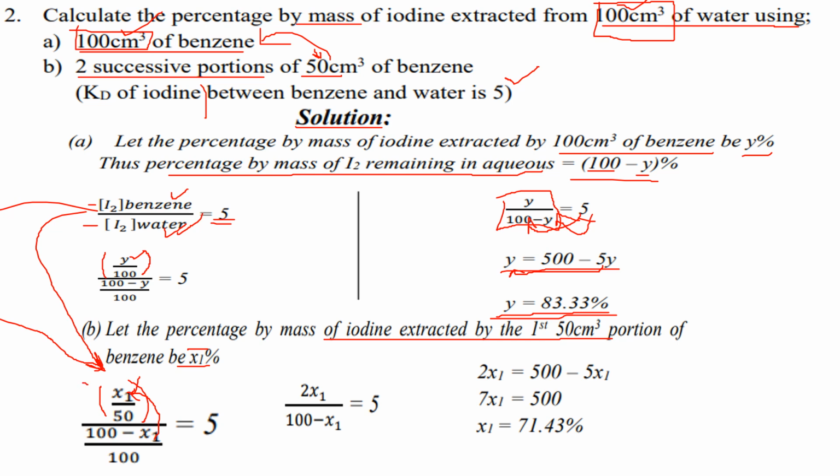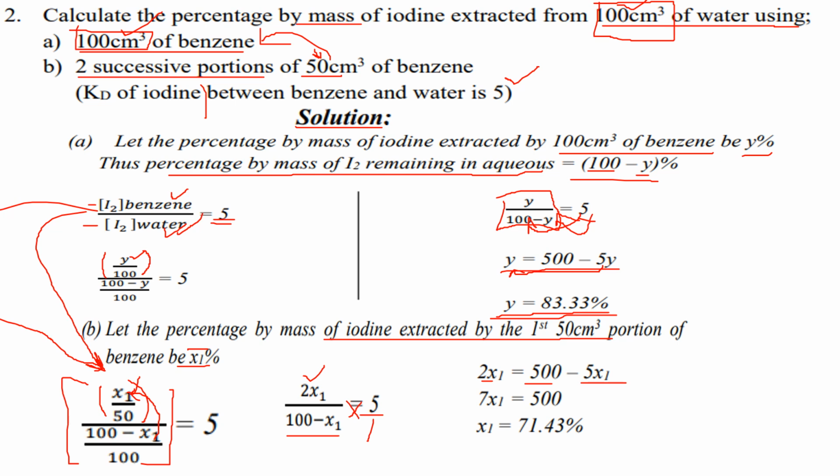I told you how to do this. You put it in your side work first, and then you can understand what you're going to end up with. Usually we end up with 2x1 divided by 100 minus x1. After that you cross multiply. If you cross multiply these two, you remain with 2x1. 5 will multiply 100 to give you 500, and 5 will multiply negative x1 to give you negative 5x1.